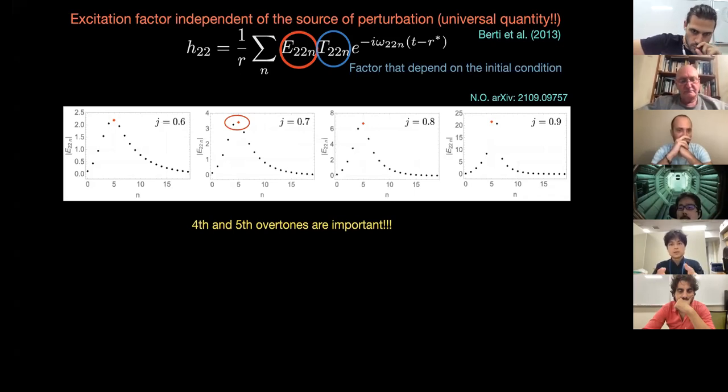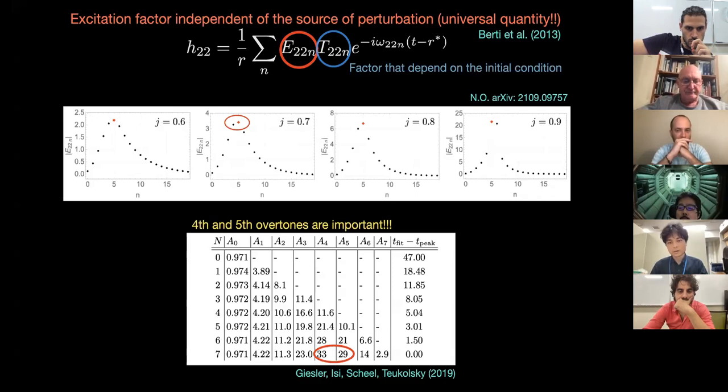This is just a prediction from the Green's function, and I didn't use any information about binary black hole mergers or anything like that. But the excitation factors predict that the fourth and the fifth overtones are important. This is very consistent with the results obtained by the previous work. They also reported that the fourth and fifth overtones are very important. This is very amazing, since just by looking at the structure of the Green's function, we can predict the importance of overtones.